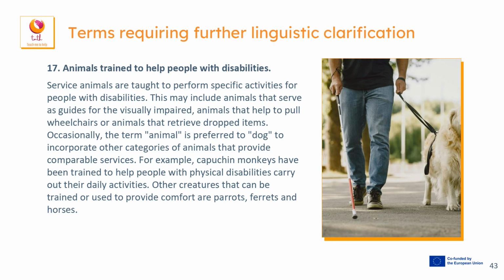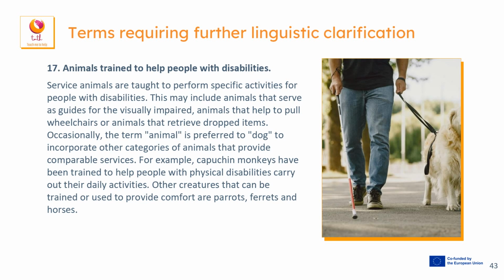17. Animals trained to help people with disabilities. Service animals are thought to perform specific activities for people with disabilities. This may include animals that serve as guides for the visually impaired, animals that help to pull wheelchairs, or animals that retrieve dropped items. Occasionally, the term animal is preferred to dog, to incorporate other categories of animals that provide comparable services.